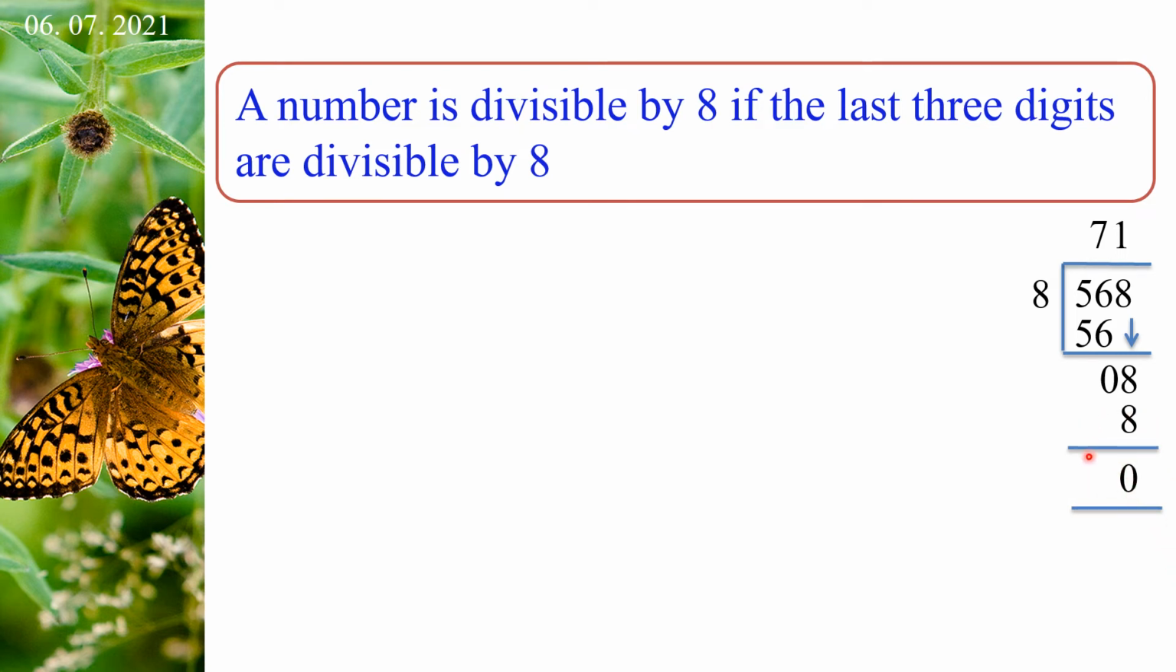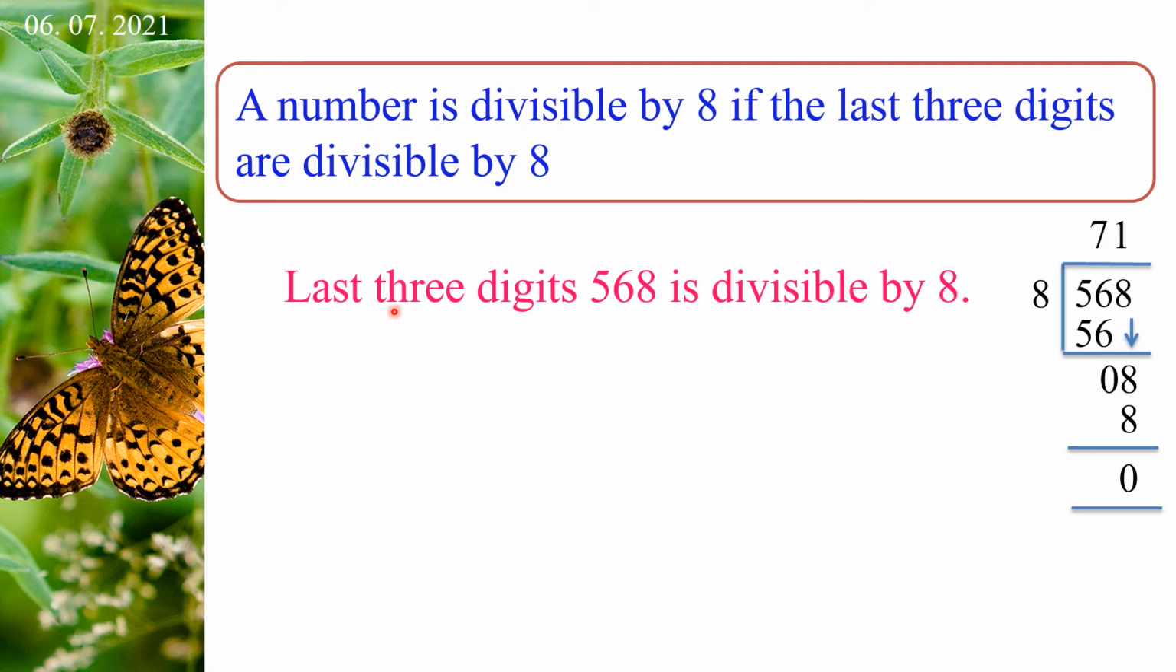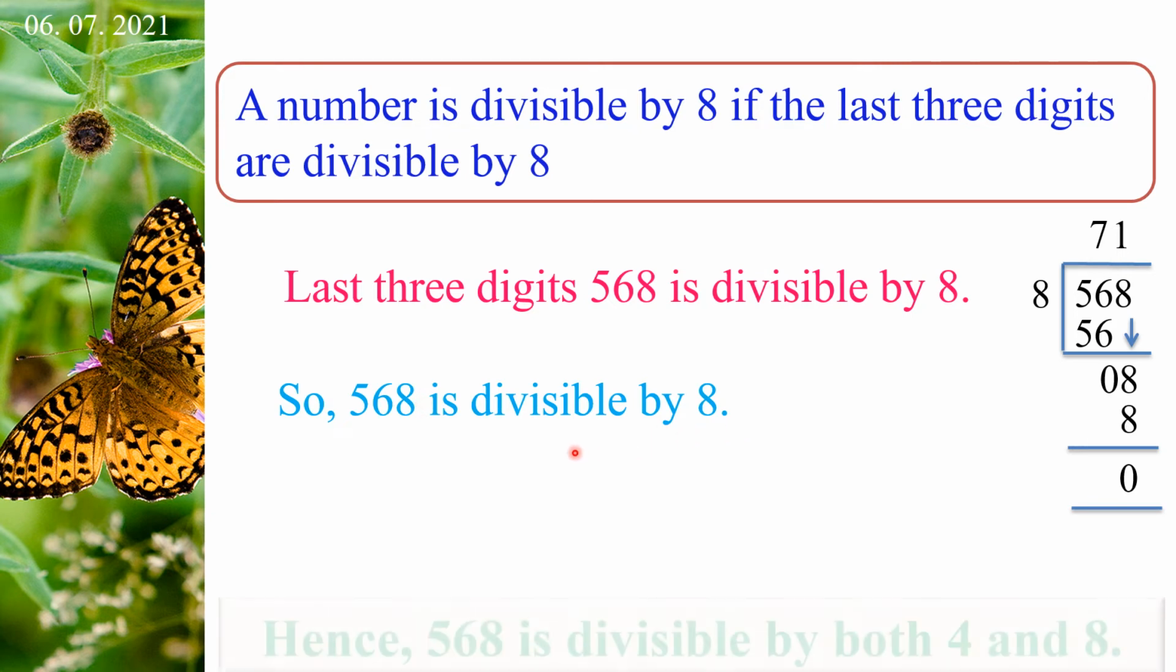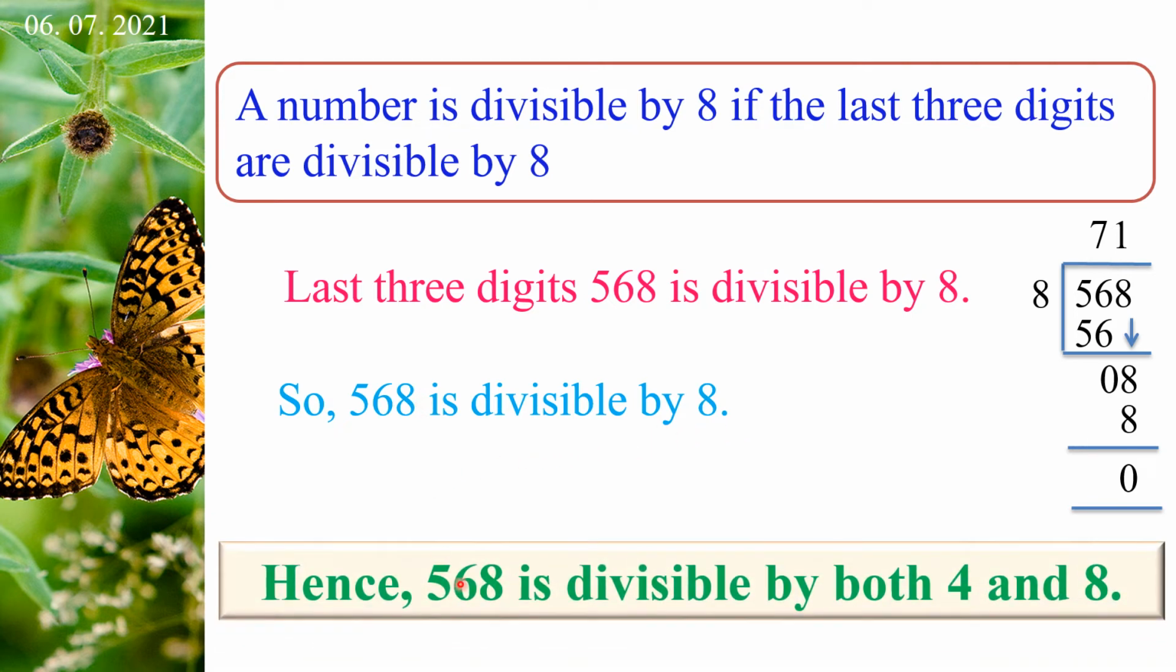The remainder is 0, which means 568 is divisible by 8, isn't it? So we can write that the last three digits 568 are divisible by 8. That is, the given number 568 is divisible by 8. Therefore, 568 is divisible by both 4 and 8. Okay, children?